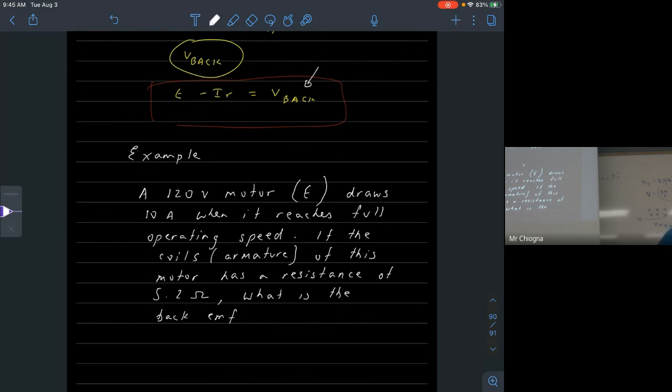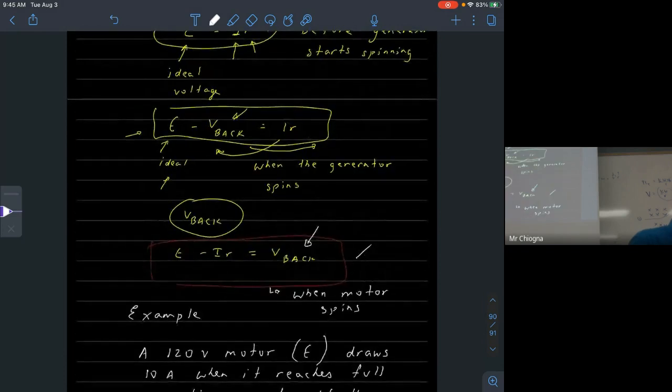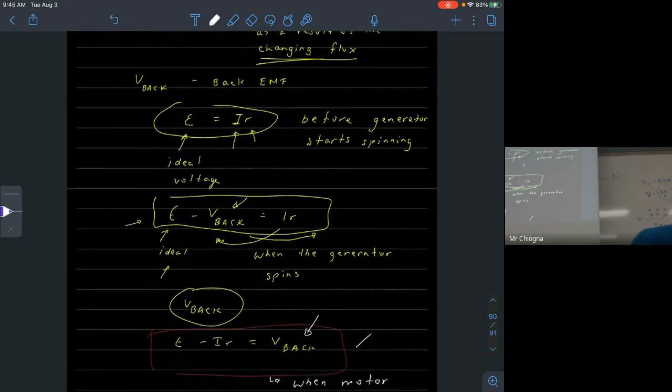Remember, this is the equation. This equation is when, it's important to know the difference. When the motor spins, this is more simple than you think. When the motor spins, or there's mention of it spinning, this is the equation you use. When it's not spinning, this is the equation. This is before the generator starts spinning. So when not spinning, when starting up, or not spinning.